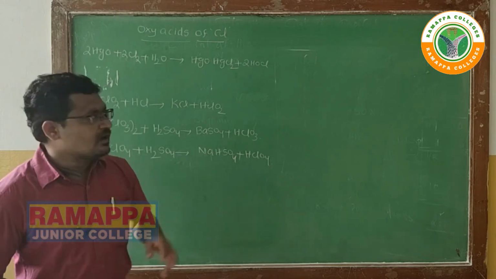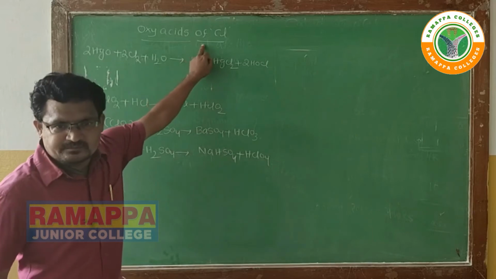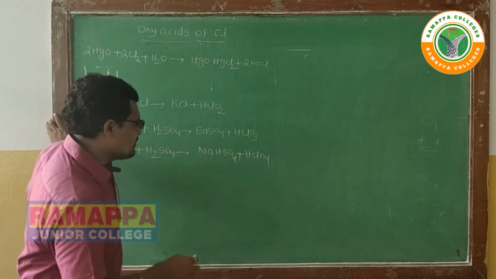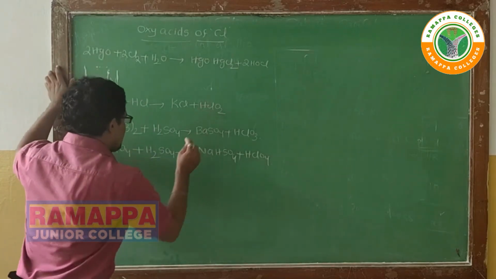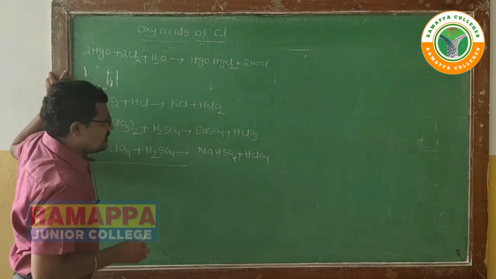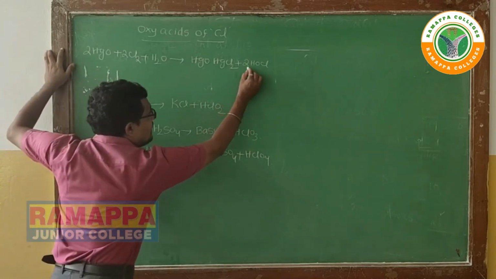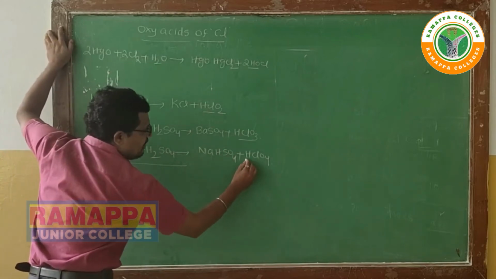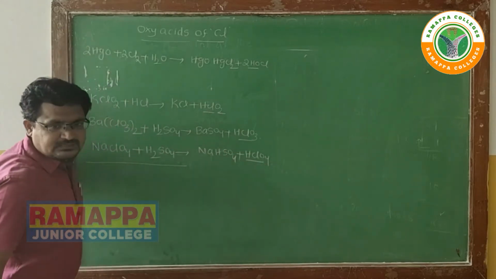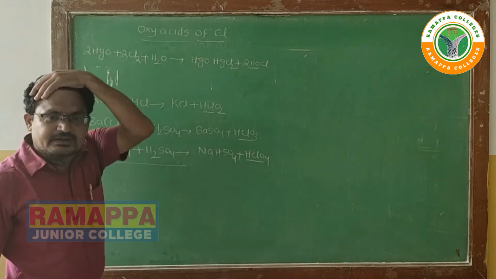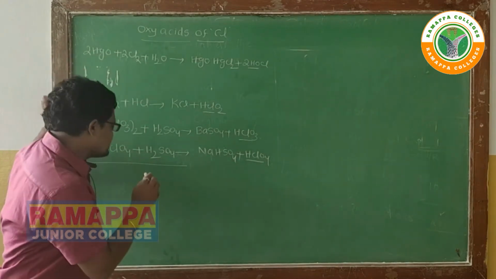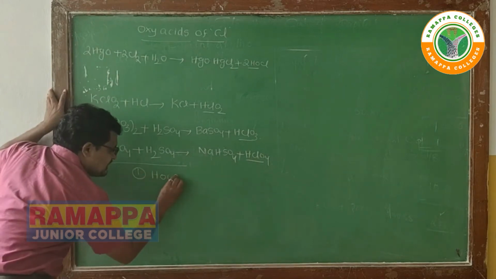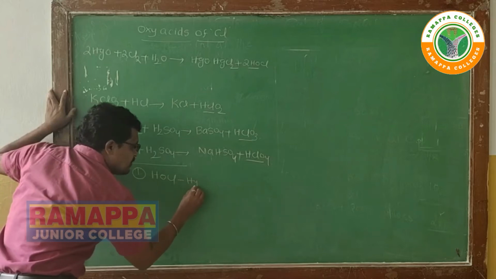After this, the topic is oxyacids of chlorine. These oxyacids of chlorine are 4 types, that is hypochlorous, chlorous, chloric, perchloric. Now what is the formula of hypochlorous? Its formula is HOCl. Its name is hypochlorous.